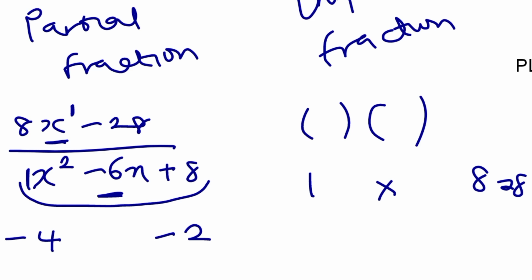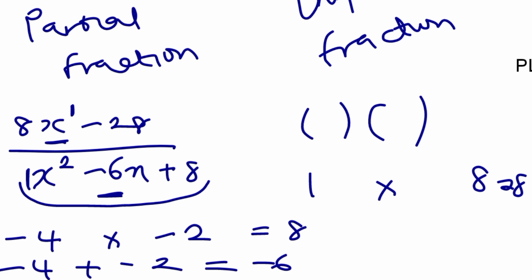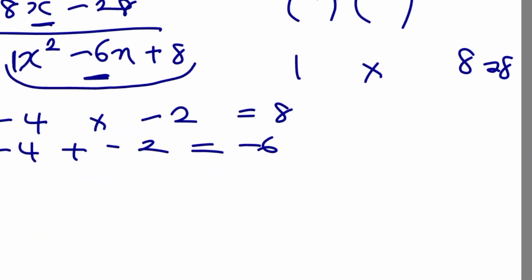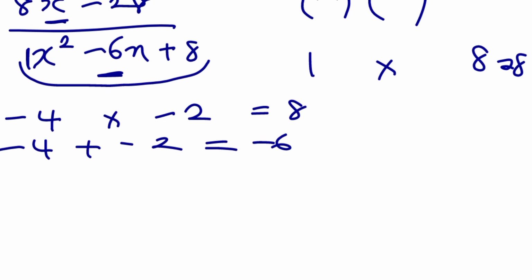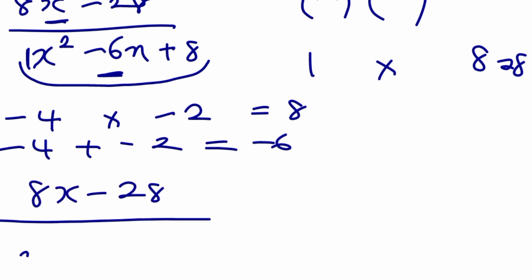What about the 8? -4 times -2, is it going to give us 8? Yeah, it's going to give us 8 because minus times minus is positive. Likewise, -4 plus -2 is equal to -6. So this is the value we are going to substitute into it. So we can say that 8x minus 28 divided by x squared minus 4x minus 2x plus 8, right?